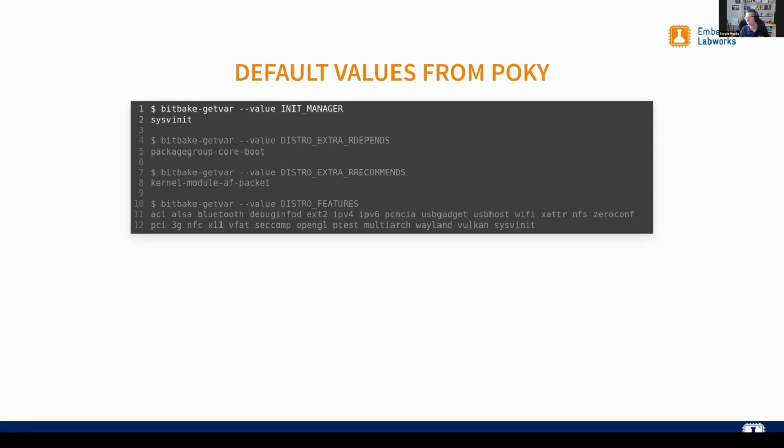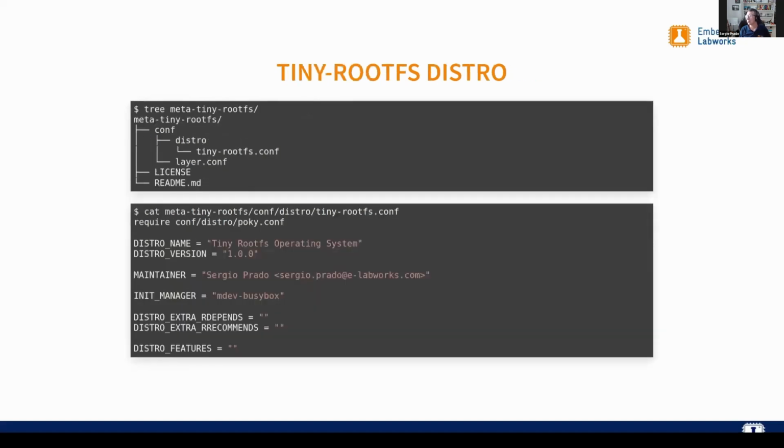So here by default, we have sysvinit as the init manager. We have packagegroup-core-boot installed by default in any image that's based on Poky. There is also a kernel module there and lots of different distro features enabled. So let's create our own distro. Let's call it tiny rootfs, our distro, and let's remove everything. Let's see how it goes.